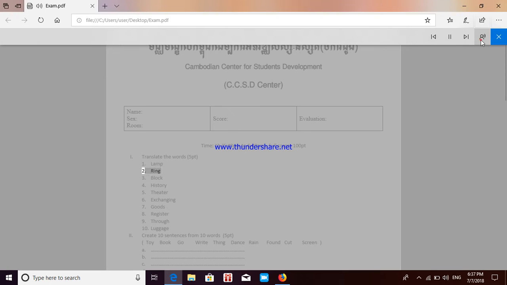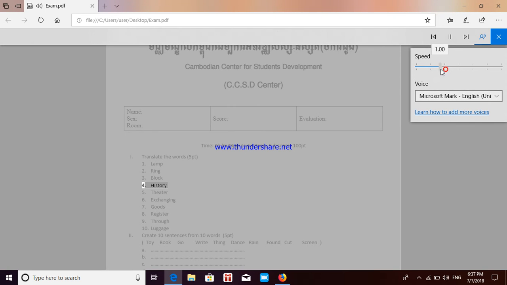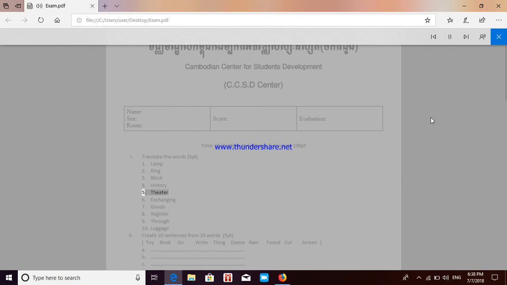1. Lamp. 2. Ring. 3. Block. 4. History. 5. Theater. 6. Exchanging. 7. Goods. 8. Register. 9. Through. 10. Luggage. 2. Create 10 sentences from 10 words.